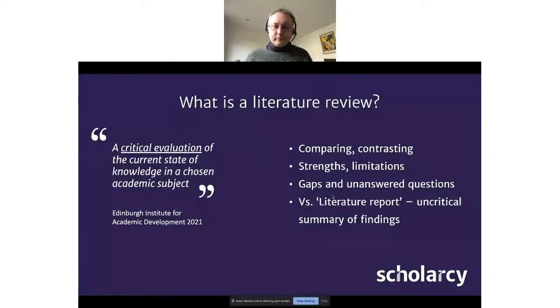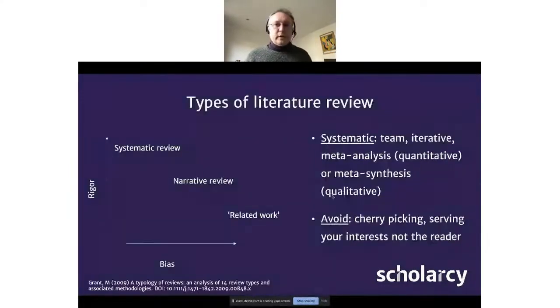A literature report is basically an annotated bibliography, but it can form the basis of your review, as we'll see later on. And when we say current state of knowledge, what we need to recognize is that we will only ever review a sample of the literature, and how we take that sample will depend on the type and depth of the review that we want to do. So let's have a look at different types of literature reviews.